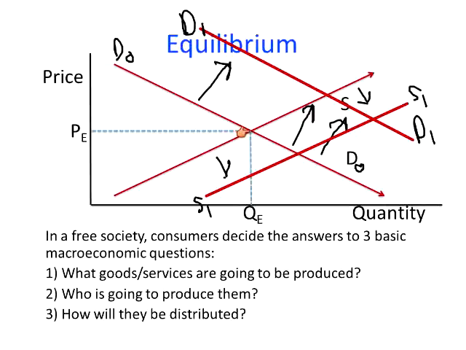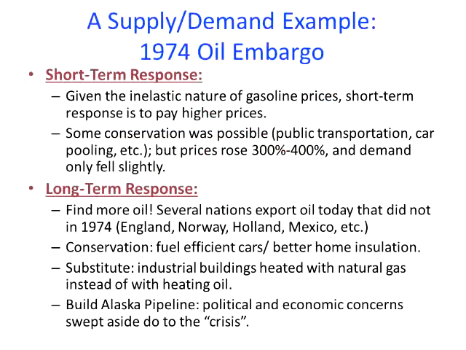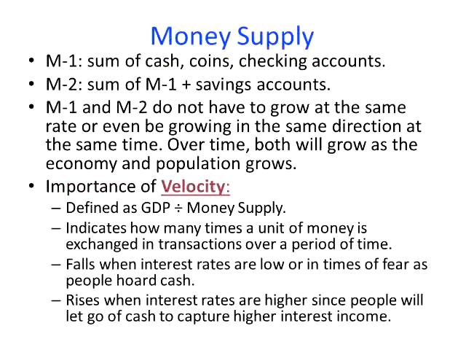Could we have movements up and down the line? Yeah, those are movement determinants. Can we move the lines themselves? Yeah, those are called shifting determinants. They move the line. Just an example of the 1974 oil embargo that you could read about. We're not going to worry about that right now. All right, so that's supply and demand.